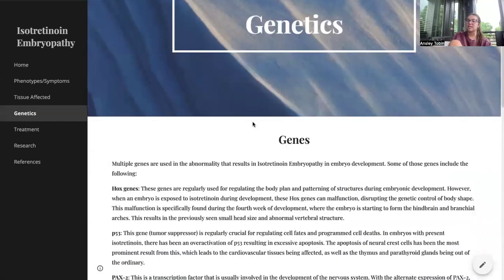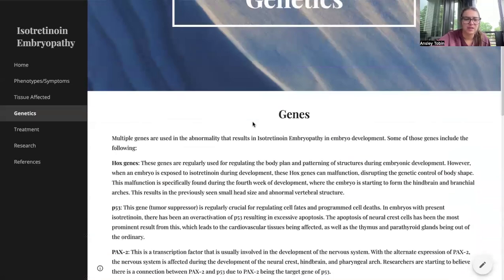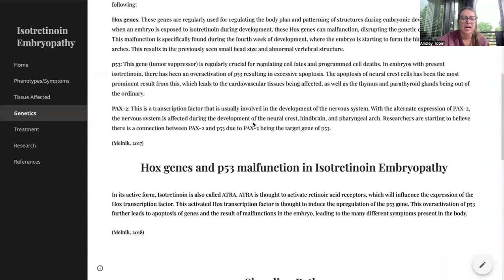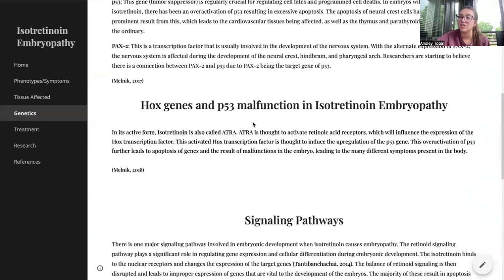Bunch of genes that were affected. I picked a few that we had already spoken about in class. So the HOX gene, the P53 gene, the PAX2. And I found it very interesting how the HOX gene and the P53 gene work in tandem in the malfunction. So when the HOX gene is activated, the P53 gene is overactivated, which therefore causes apoptosis, the death of cells. And that is when you will find those like the breakdown of the muscles or the heart cardiovascular tissues being killed, like killing themselves, things like that.